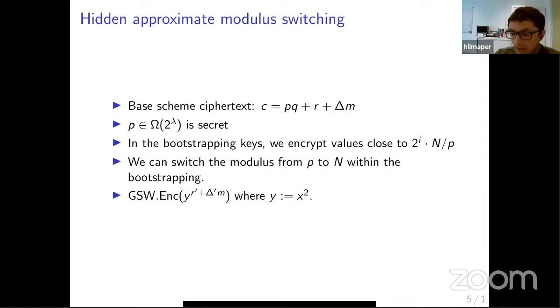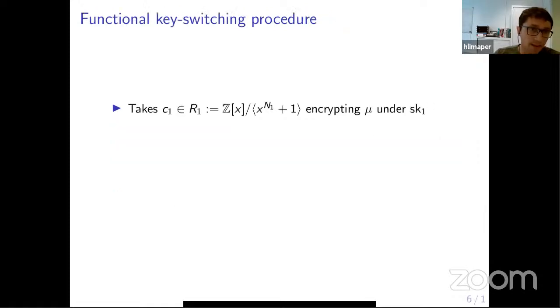Now what we have to do to finish the bootstrap is to transform this GSW encryption that depends on M into a base scheme encryption of this format again. Here we have an encryption that is actually a polynomial, and here we have an integer. To do so, we propose a functional key switching procedure.